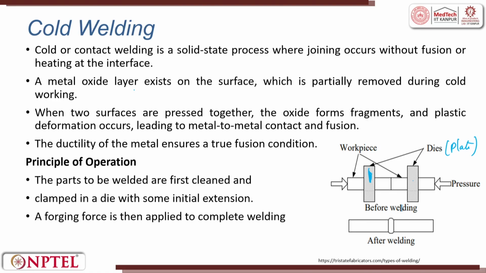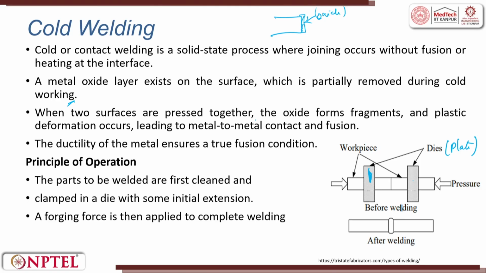The metal oxide layer on the surface is partially removed by cold working. That means when you go very close, just above the surface of the metal you will have an oxide layer. Now, this oxide layer is removed. When the oxide layer is removed, the nascent layer comes in contact. When we apply pressure between these two, joining happens. When two surfaces are pressed together, the oxide forms fragments and plastic deformation occurs, leading to metal contact and fusion. The ductility of the metal ensures a true fusion condition.